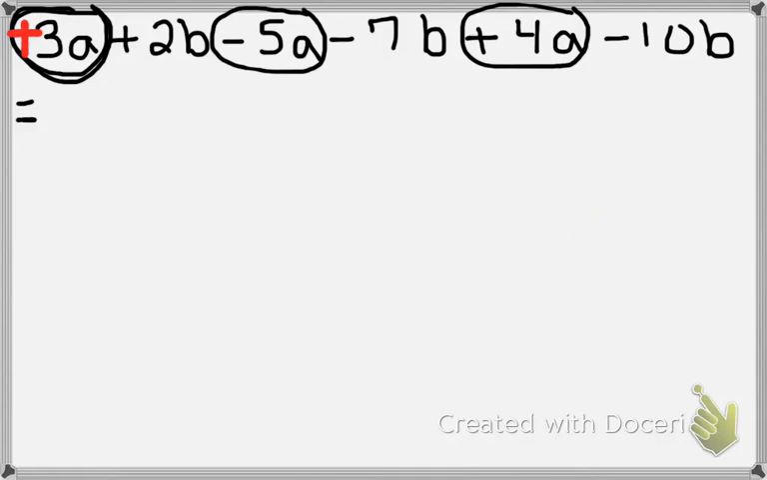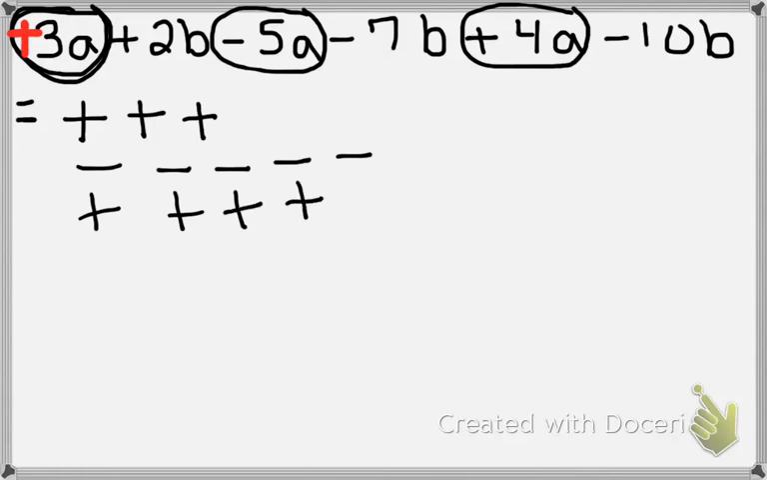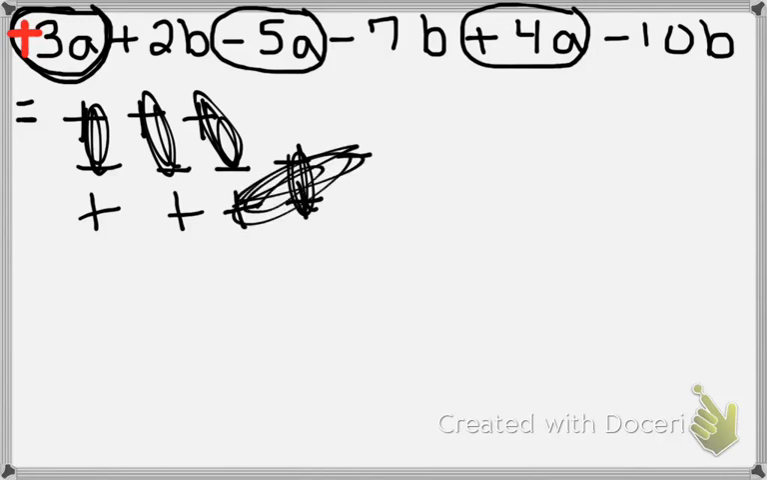So, now that we have circled all of our a terms, let's collect them. So if you need to, you can write all the positives and negatives down. So I've got 3 positives, 5 negatives, 4 more positives. So a positive and a negative cancel each other out. And this one and this one. So we are left with 2 positives. So that means you have positive 2, and those were a terms. So now cross those out.